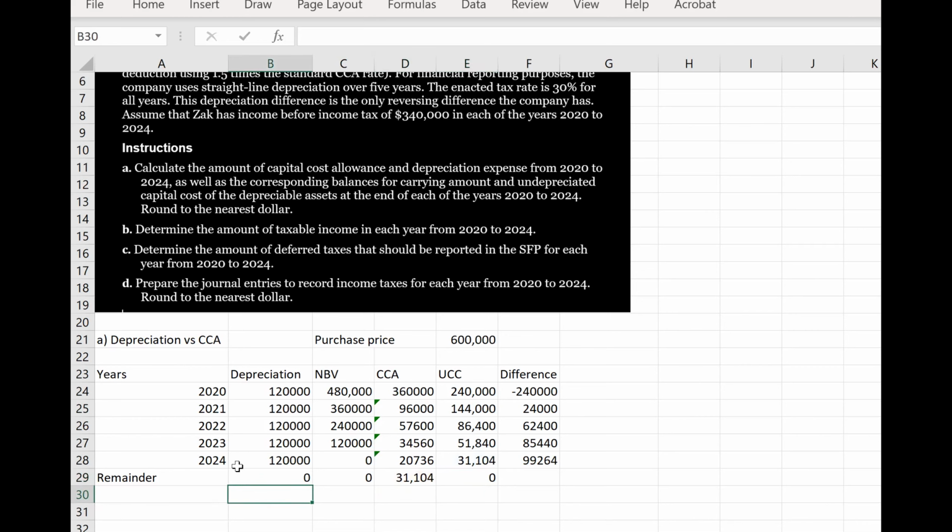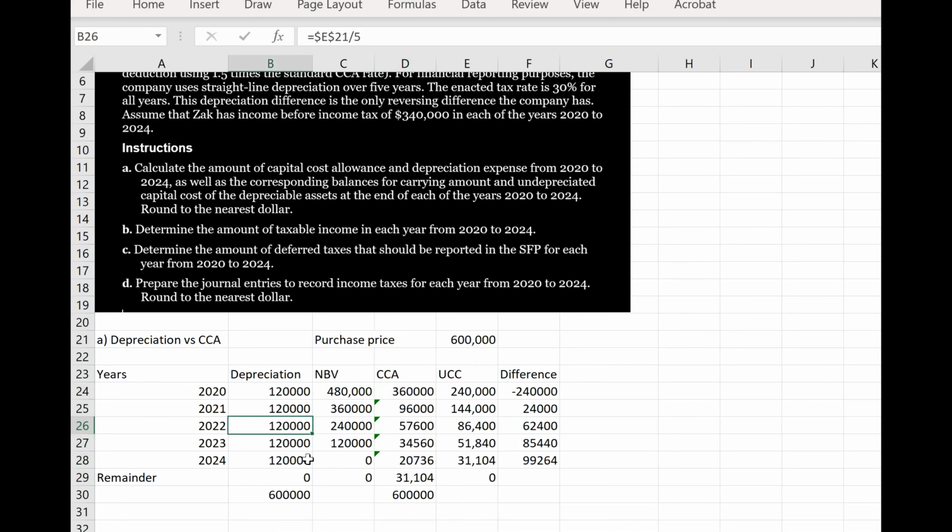If I run a sum here and look at how much I've depreciated over time and how much I was going to go through tax over time, we're going to have the entire 600,000 depreciated either way. It's just a timing difference. So you can see that I'm going to expense 600,000 for accounting and for tax. So it's simply a timing difference. That's how we know it's a reversing difference.